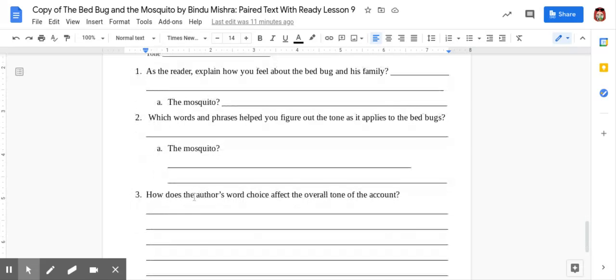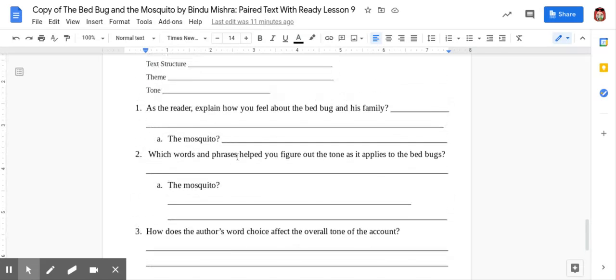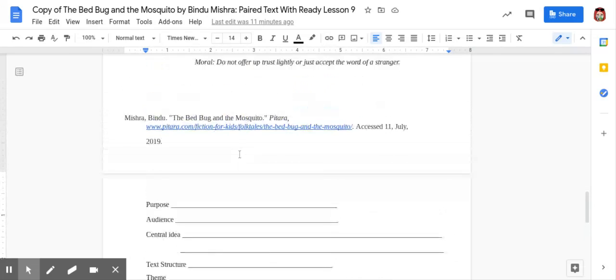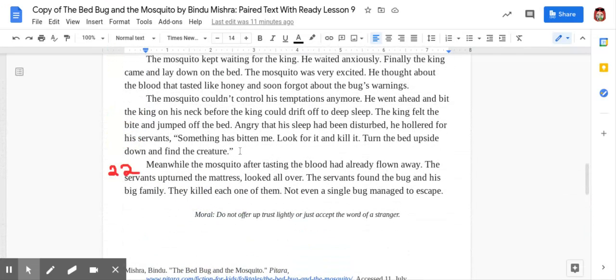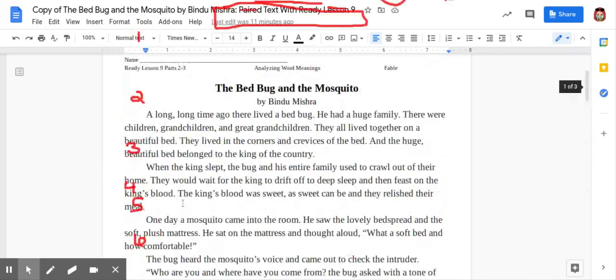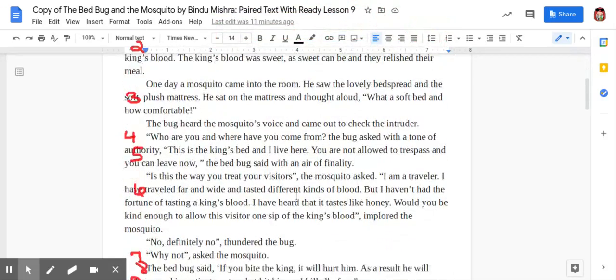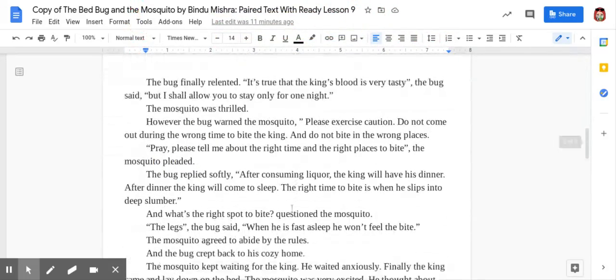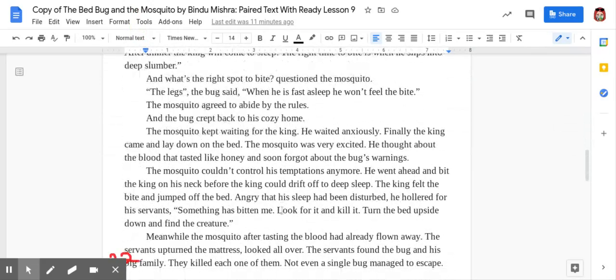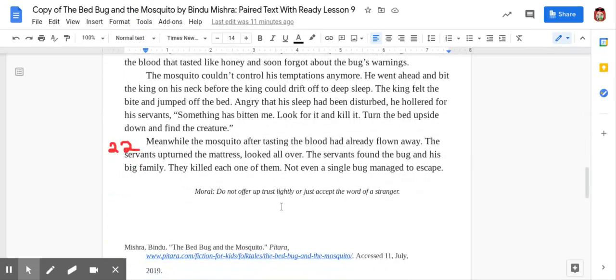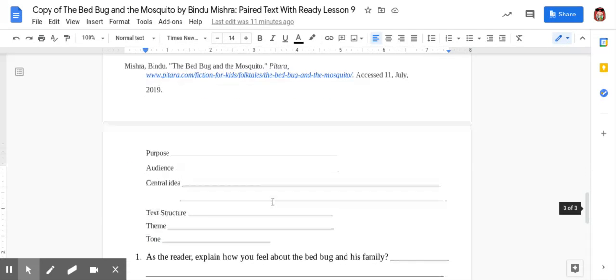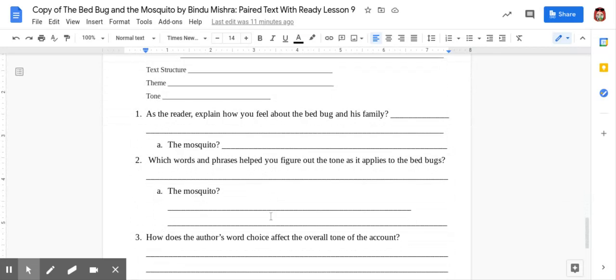And number 3 is going to ask, how does the author's word choice affect the overall tone of the account? So you're going to go back and see what his overall tone is. Is his overall tone positive, negative, or neutral? Well, I know the title has a very negative tone, and if that's how you're leaning, you might want to make sure you can give me evidence from the text to explain why and how the tone is negative. If you think it's positive, make sure you can find evidence for the entire text that proves it being positive, right? And if it helps, think about and find all the words with connotative meaning, because that helps us figure out how something makes us feel.